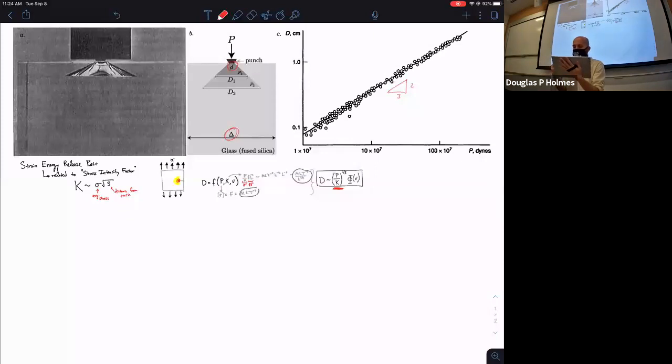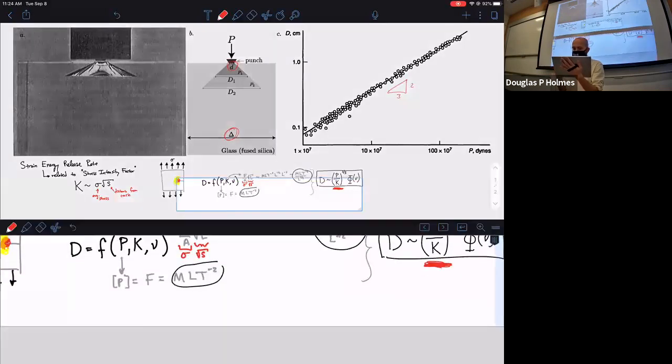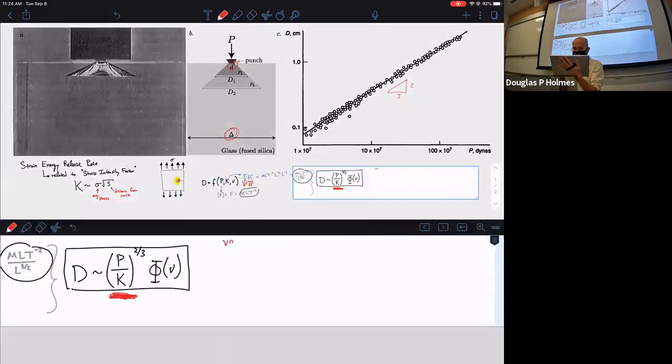So what do I mean by that? I mean that this scaling should be valid as long as the punch diameter, that little d, relative to this length, relative to p over k, is really small.